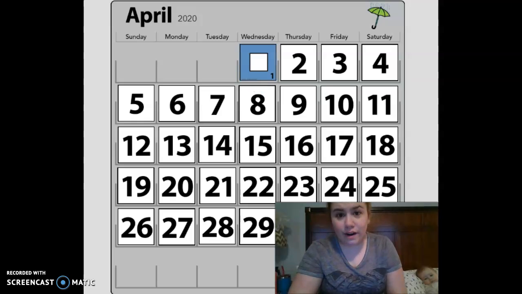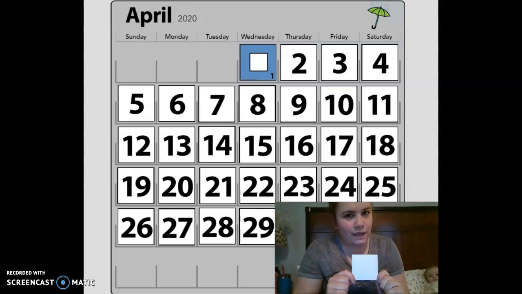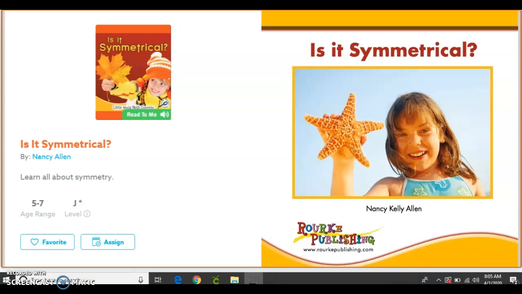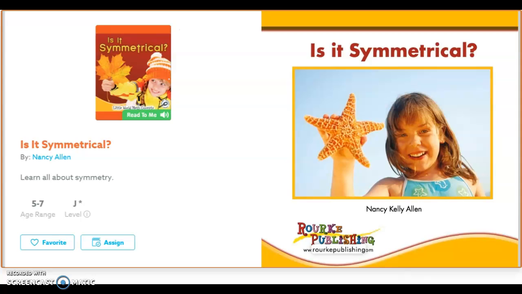That is a square. And what we're going to be talking about in April is about symmetry. Is it symmetrical? So I have this beautiful square right here, and we are going to check and see if it is symmetrical. So what that means, I think what we need to do is we need to read a book to see what it means. So we are going to read a book quick. So one moment. All right, here's our book. Is it symmetrical? 2013.